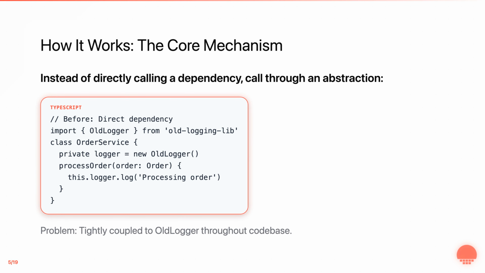Here's a typical scenario. Order service scattered across your codebase, creating old logger instances directly. Every place you process an order, you're hardwired to that library. This is the coupling problem we're solving. You can't just rip this out and swap it. There are hundreds of call sites. Try doing it all at once on a branch, and you're setting yourself up for merge conflicts and a terrifying deployment day. The abstraction solves this by creating a seam between your application code and the dependency.